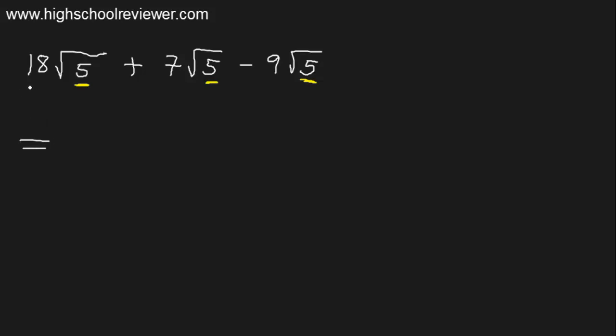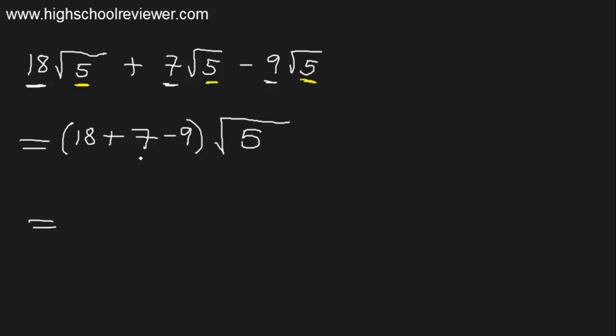So what are the numbers outside the radical symbols? We have positive 18 plus 7 minus 9. So combining, we will have 18 plus 7 minus 9. And then we will just copy the radical symbol, that is the square root, and the radicand, which is 5. So we will have 18 plus 7, that is 25, minus 9, that is positive 16, and just copy square root of 5. So positive 16 square root of 5 is our final answer.